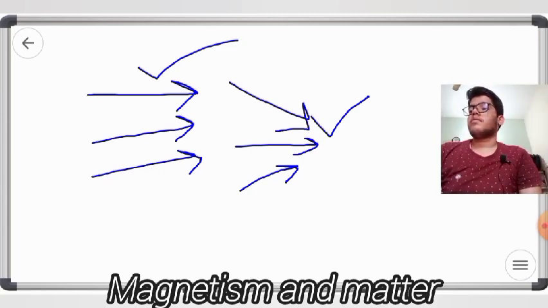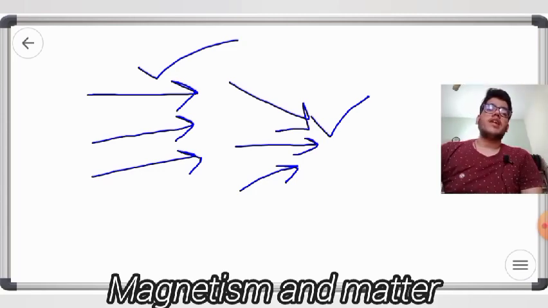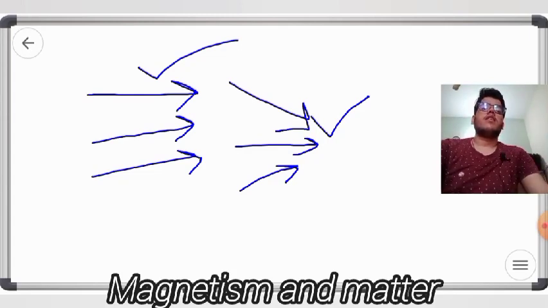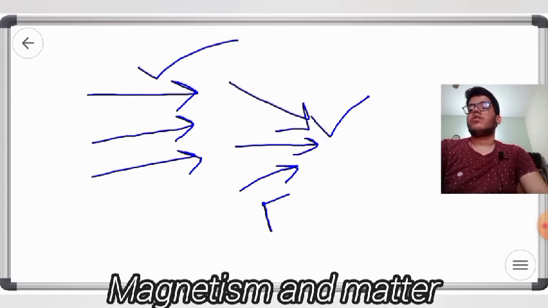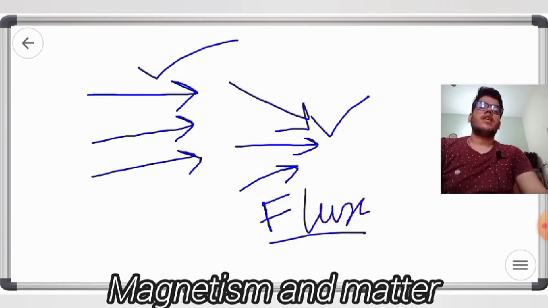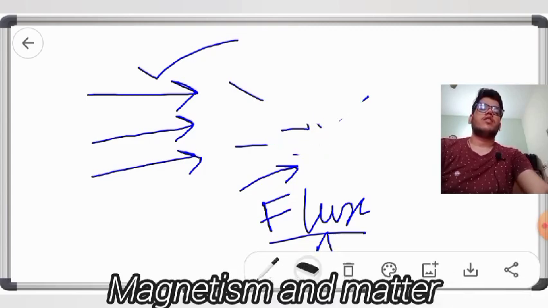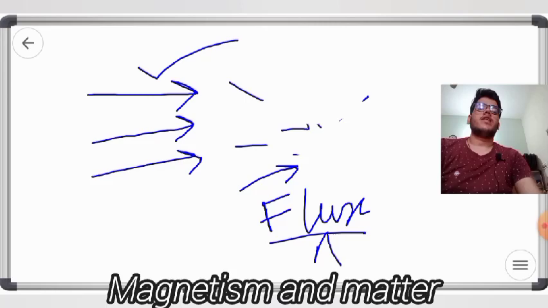Then comes intensity of magnetic field. Intensity of magnetic field is equal to magnetic lines of force or magnetic flux divided by area. So magnetic lines of force and the area give us the magnetic field intensity.